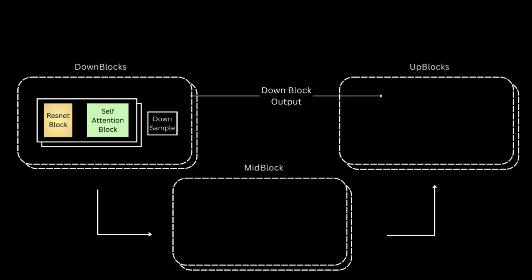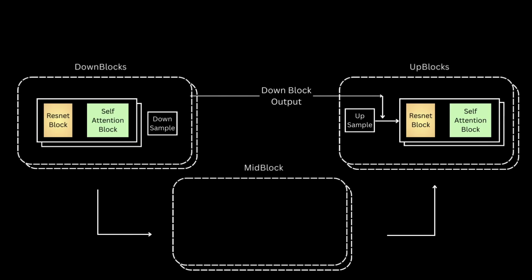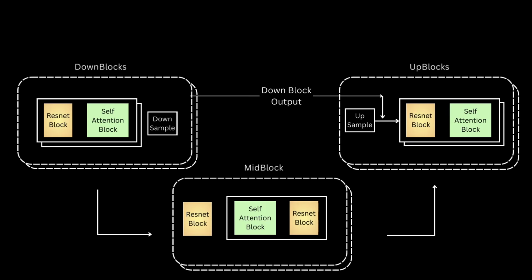Upblock is exactly the same, except that it first upsamples the input to twice the spatial size, and then concatenates the downblock output of the same spatial resolution across the channel dimension. Post that, it's the same layers of ResNet and self-attention blocks. The layers of midblock always maintain the input at the same spatial resolution. The Hugging Face version has first one ResNet block and then is followed by layers of self-attention and ResNet. So I also went ahead and made the same implementation.